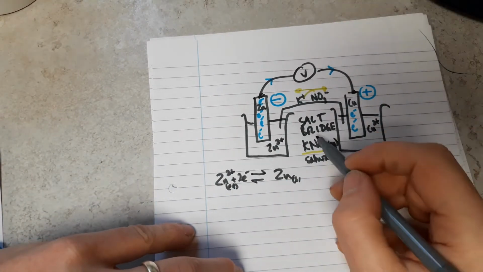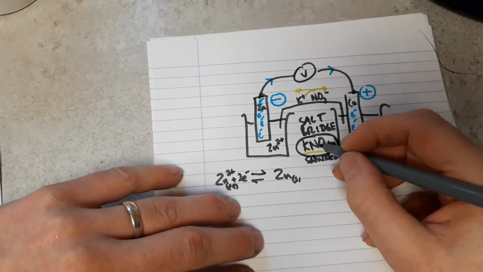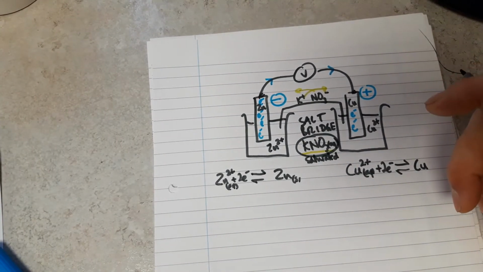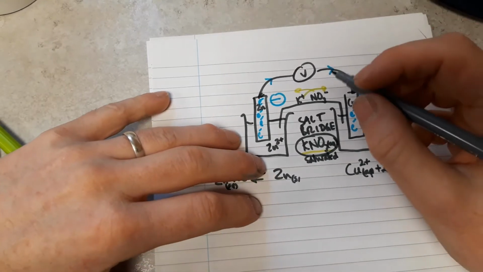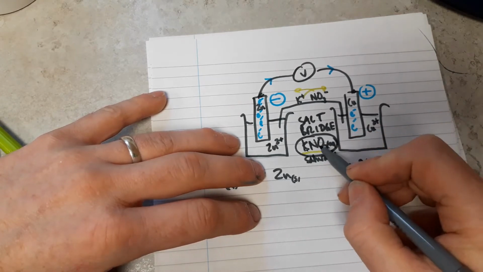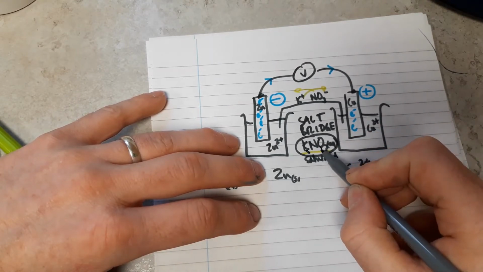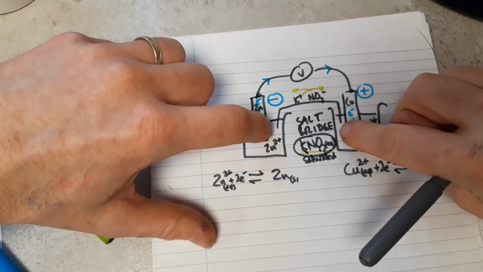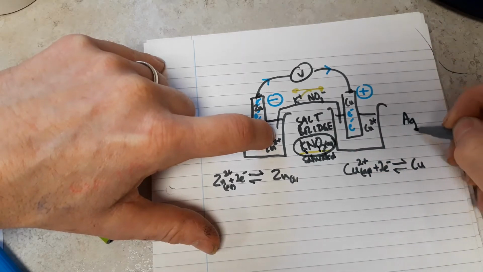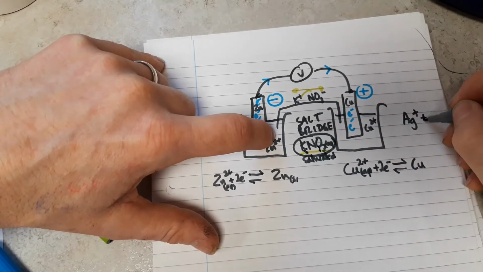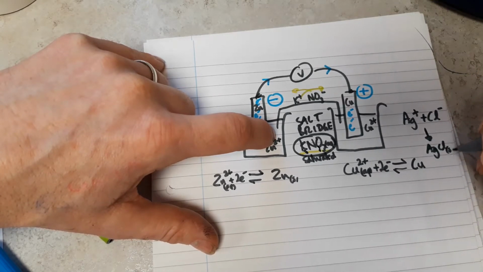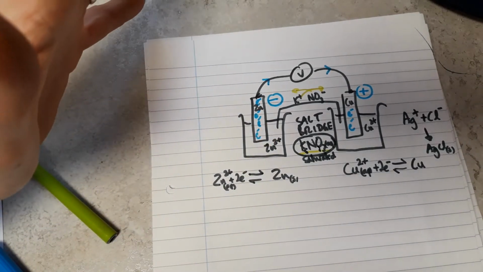Now, it doesn't have to be potassium nitrate. It could be sodium chloride, it could be potassium chloride, it could be iron sulfate, as long as it's ionic. The rule is, just be careful that the ions you choose in your salt bridge don't react with the ions in the beaker. For example, if you have some Ag+ ions in a beaker, you don't want to have Cl- ions in your salt bridge, because that will make a white precipitate of AgCl.